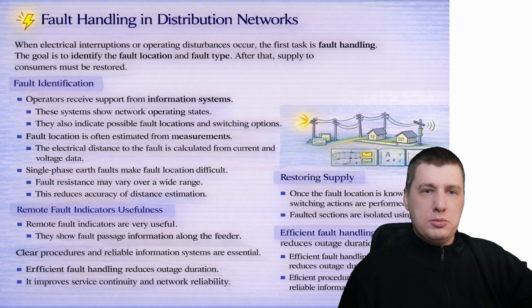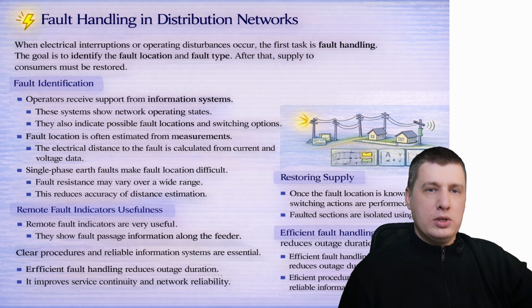When an electrical interruption or operating disturbance occurs, the first task is fault handling. The goal is to identify the fault location and fault type. After that, supply to consumers must be restored. Operators receive support from information systems. These systems show network operation states. They also indicate possible fault location and switching operations.